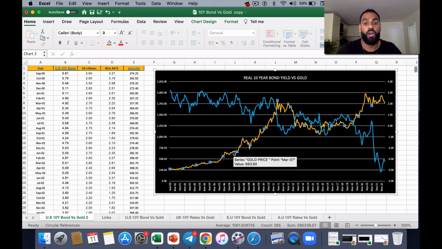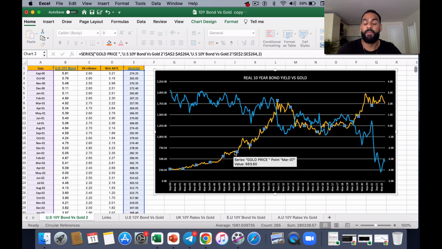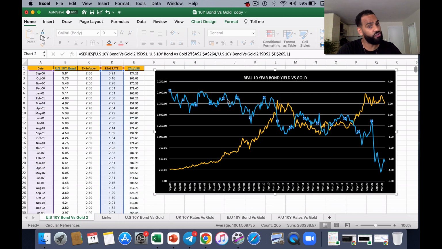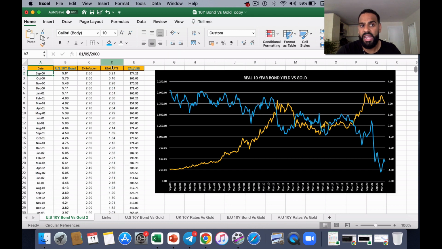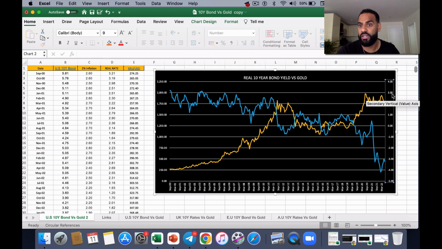You see gold highlighted in yellow, and then you have the real interest rate. The interest rate being paid to an investor over the rate of inflation is called the real rate. And what we're looking at is the historical performance of what happens to gold when investors can no longer buy government bonds to protect their money from inflation. So look, in the year 2000, an investor was receiving around 3% interest over the rate of inflation.